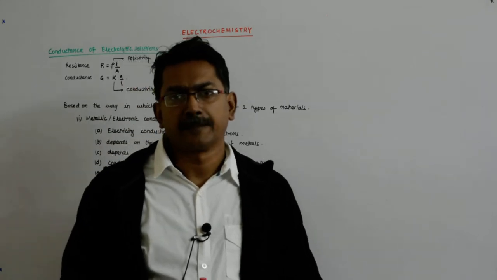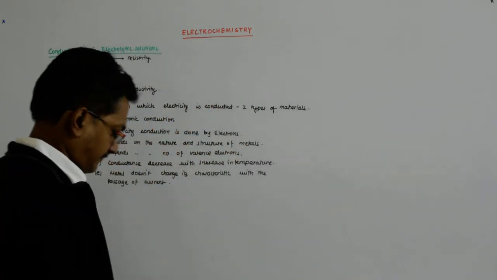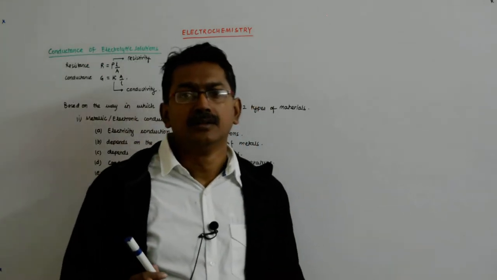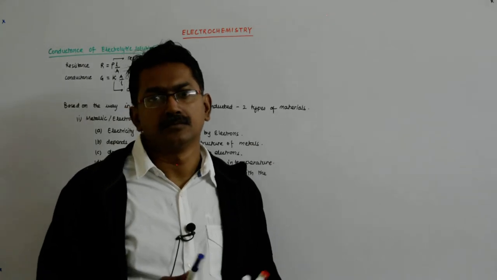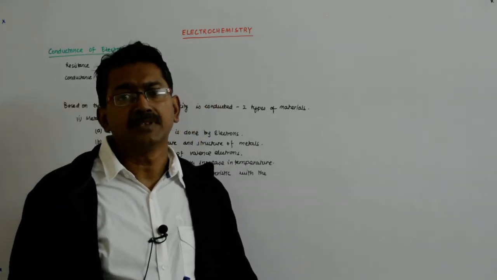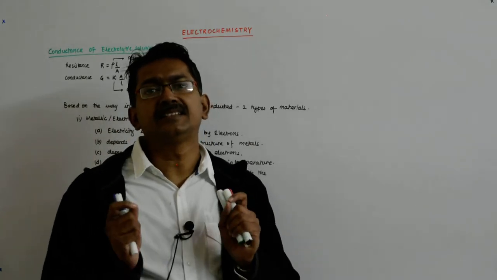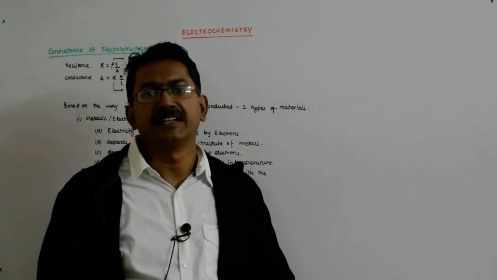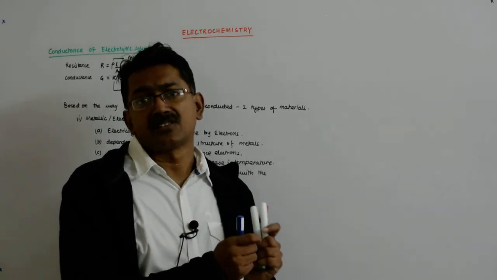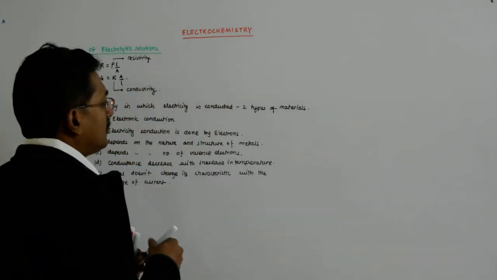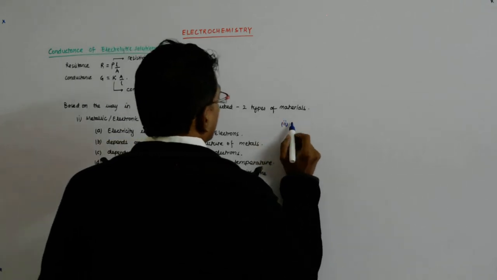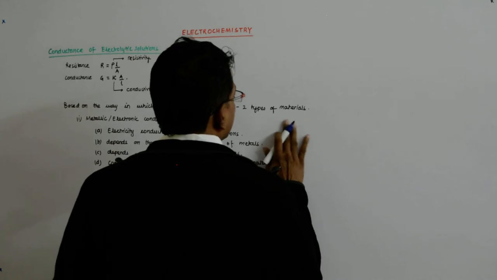Now, in contrast to the metals where only the electrons are involved in conductance, we have studied in class 11th that there are certain electrolytes, like the common salt NaCl. If you add NaCl to water, what happens? It splits into Na plus and Cl minus ions. And it is these ions which travel in face of the electric field that is set up. So the positive ions migrate towards the negatively charged terminal, and the negatively charged ions move towards the positively charged terminal. So this is the second type, which is called the electrolytic, or let me first give an introduction.